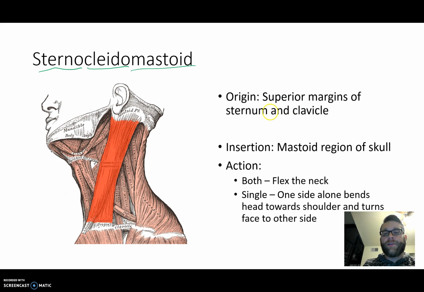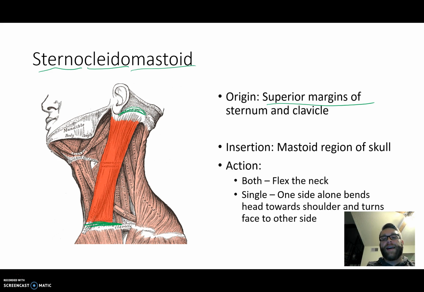So the origin is along the superior margin, at this top part of the sternum and the clavicle, and its insertion is on the mastoid process of the skull. So it's going onto the back of your skull. If you pull your head all the way to the side, you can feel that muscle right there. It's pretty superficial, so it's close to the top.